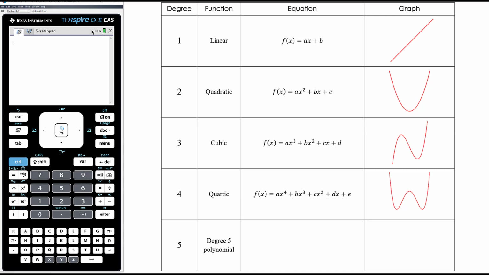And a cubic function is going to look something like this. Now, as we saw in the previous video, it can also look like this. And that is if the equation can be written in this form.